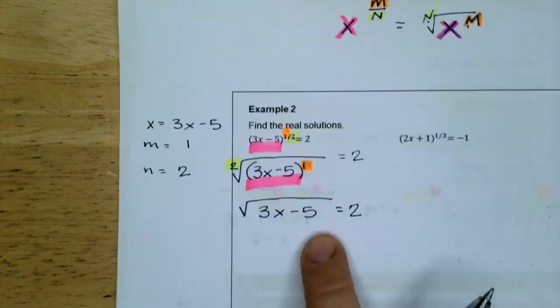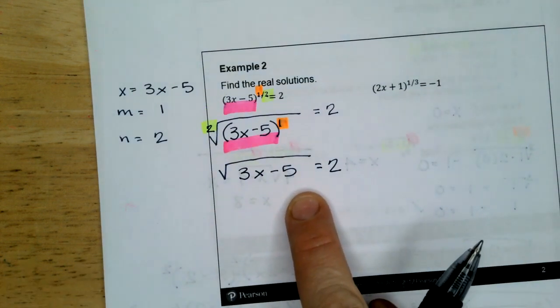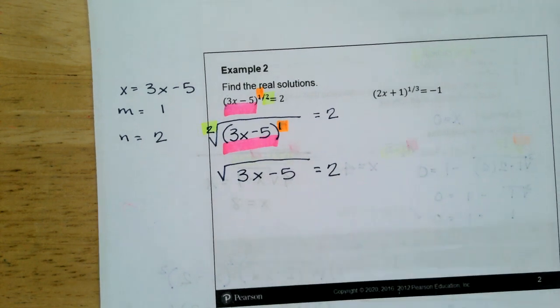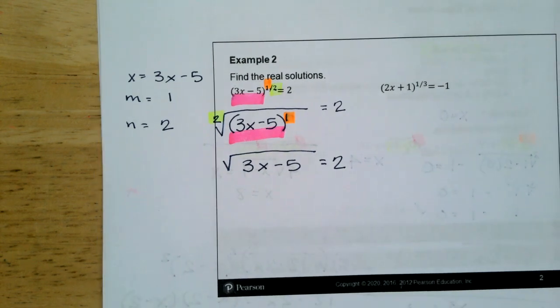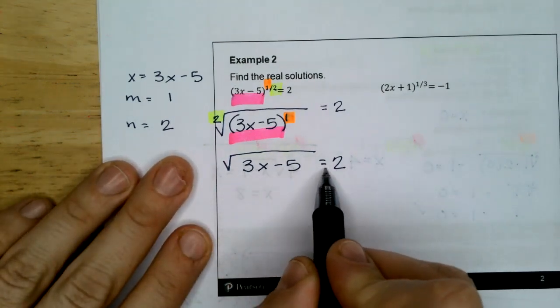Treat it just like we treated those first 2 examples. Were there 2 or 3? There were 3 because I added one right at the end. So the square root of 3x minus 5 is equal to 2.